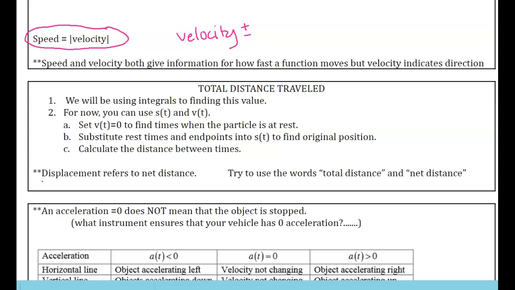You might see the word displacement, and that means net distance. So if I move to the left, let's say I started at 0, and I move to the left 10 and then I move to the right 6, I have a displacement of 4, okay? If I want total distance, I would have moved 16. So I would have to add those together. Just know what the words mean because it could get tricky.